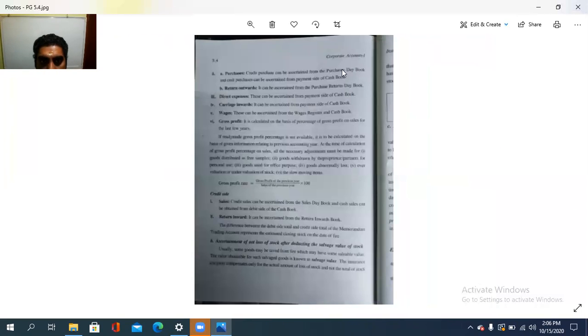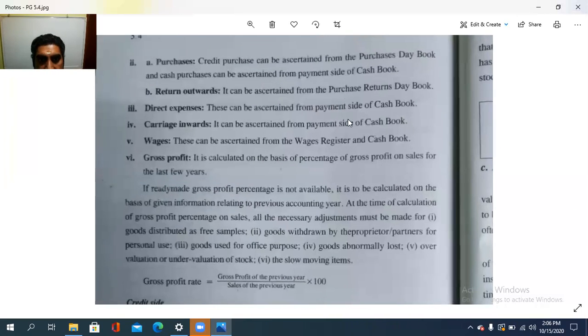ഓപ്പണിംഗ് സ്റ്റോക്ക്, പർച്ചേസസ് ലെസ് റിട്ടേൺസ് ഔട്ട്വേർഡ്സ്, അത് നിങ്ങൾ നേരത്തെ പഠിച്ചിട്ടുള്ളതാണ്. ഡയറക്റ്റ് എക്സ്പെൻസസ്, ക്യാരിയേജ് ഇൻവേർട്സ്, വേജസ്, gross profit. It is calculated on the basis of the percentage of gross profit on the sales for the last few years. See, gross profit rate is equal to GP divided by sales for the previous year into 100. ഇതാണ് gross profit ratio rate കണ്ടുപിടിക്കേണ്ട ഫോർമുല. അത് അപ്ലൈ ചെയ്താൽ what we will get is gross profit also.